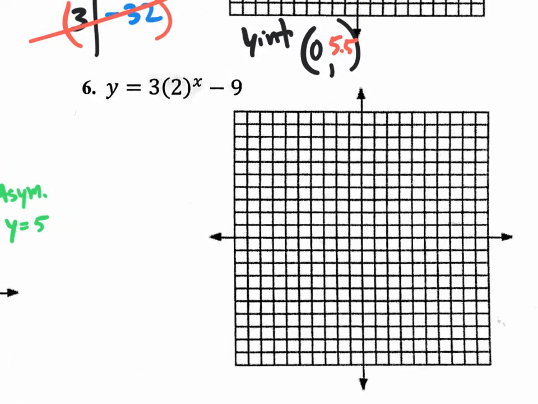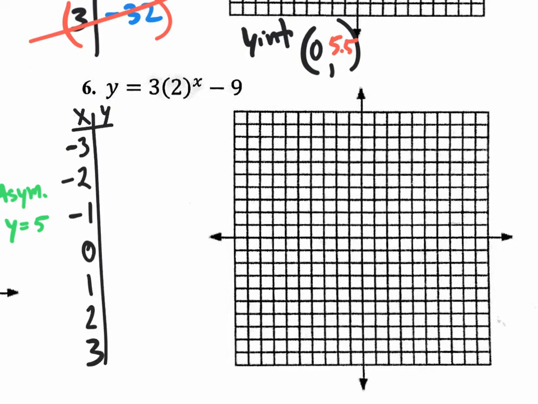This is the final question on our homework. Let's start by doing an XY table. Let's plug in some consecutive integer inputs from -3 to +3. And then let's actually plug in the easiest one, which would be 0. Plug in 0 right there.